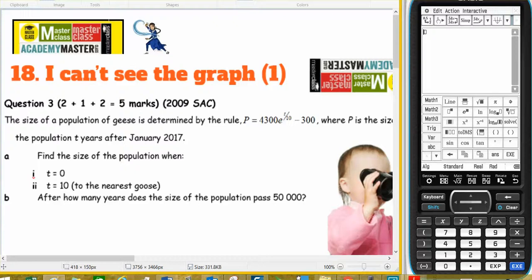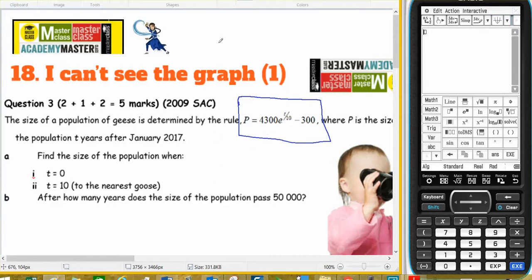This is for Year 12 Methods. It comes out of the Technology Masterclass number 18, and it comes in a pair of questions about trying to find the graph. Sometimes I'll give you equations that have the graph way up with very high y values, and it's difficult to find it.